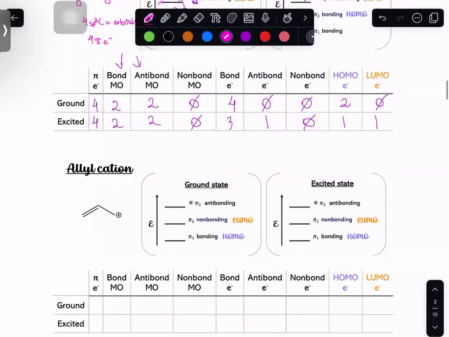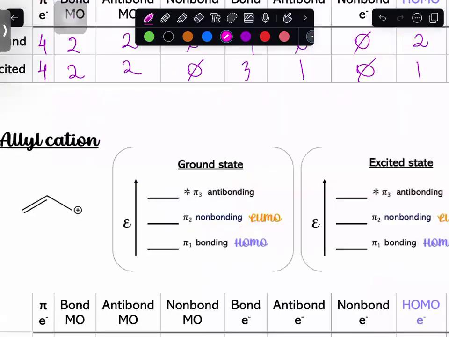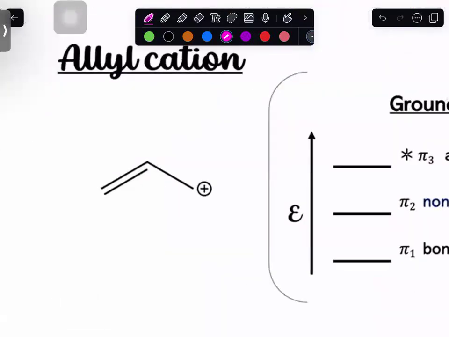Now let's move on to the next common example that you're going to see on the exam: your allyl cation. Remember, we start the same exact way. How many sp2 carbons do you see? 3. Exactly. If you are unsure whether they're sp2 or not, just ask yourself, can it participate in resonance? If it can, it is sp2. So in this case, yes, we have 1, 2, 3. We have 3 sp2 carbons.